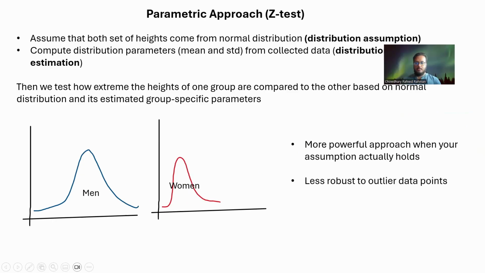Okay, so there are some advantages and disadvantages of parametric approaches. For example, this approach can be very powerful, especially if your data points actually follow the distribution that you assumed. But if you don't know about the distribution, then this is not so powerful anymore. And it is less robust to outlier data points.